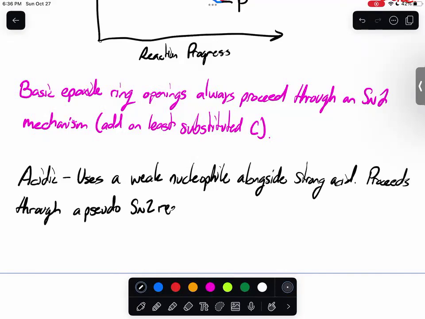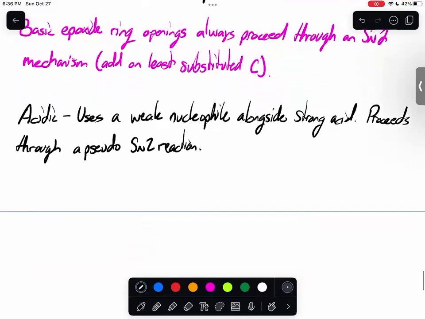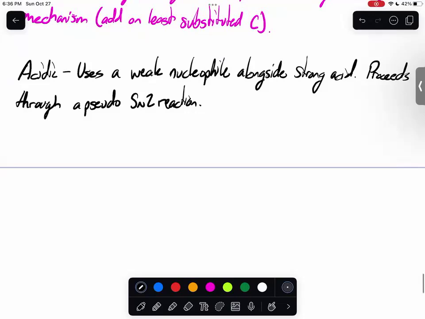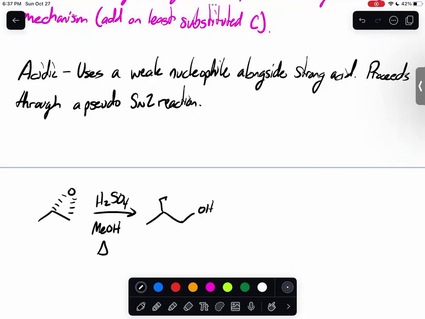So what does that actually mean? Well, what we're going to see is that in the case of an acidic epoxide ring opening, let's say we took this epoxide and we added H2SO4 as our acid with methanol, right? A weak nucleophile under heat. What we'll see is it will undergo an addition on the secondary carbon this time, but it'll do it to where it actually changes the stereochemistry. So the question is, why does it attack the secondary carbon?